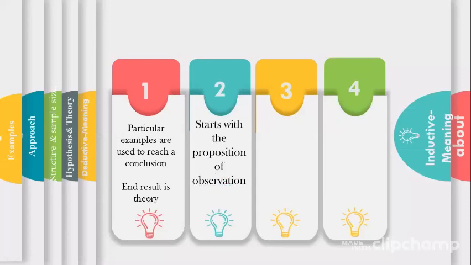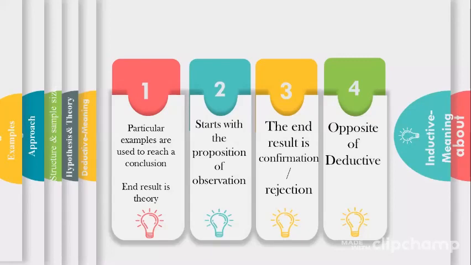So, in this inductive way, it starts with the proposition of observation. Once it is observed, then a pattern is derived, and based upon the observation, the end result is what? Either you confirm the pattern or you reject the pattern. Once you confirm or reject, whatever you do, then comes the ultimate result, that is the theory. So here it is just the opposite of the deductive way of thought.